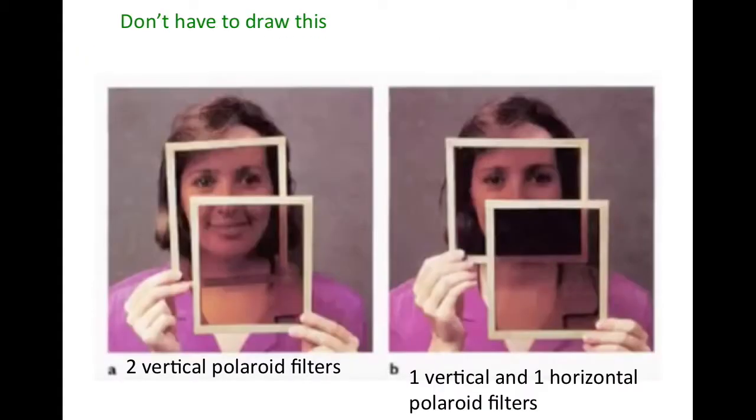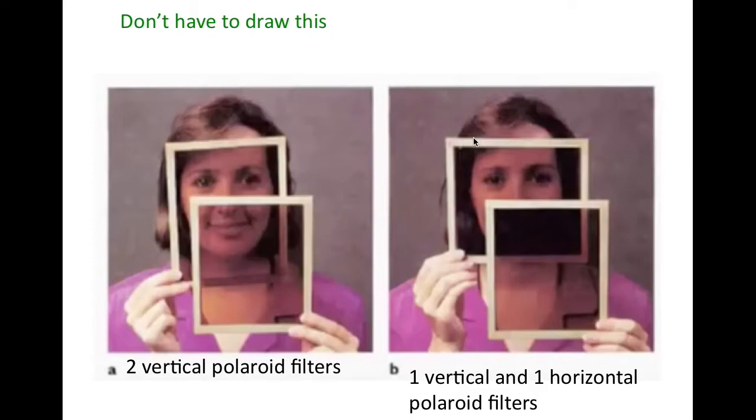Let's look at Polaroid filters in action. Here we have a lady who has two filters in front of her face. In photo A, located over here on the left, both polarizers are vertical. We are able to see her smiling because the light that was incident on the first filter became polarized, and the second filter was in the same orientation as that of the first filter, which then allowed that polarized light to pass through, and we are able to see the person behind the two filters.